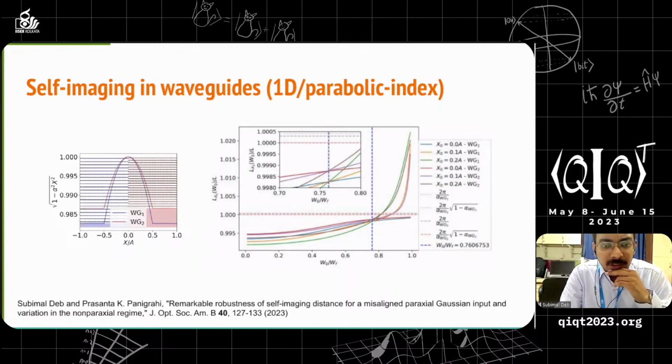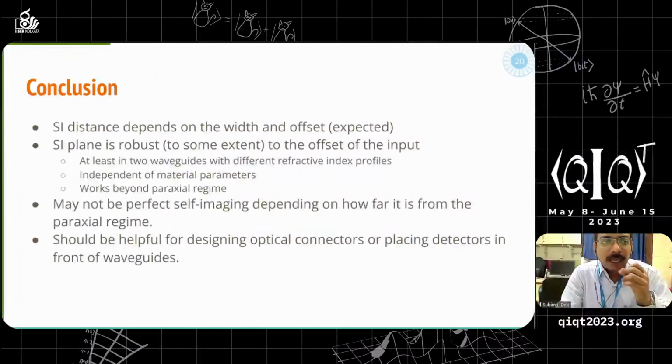I've almost come to the end of my talk. So here we have a few things to note. I'll quickly go over to the conclusion. What are our observations here? The self-imaging distance is expected to depend on the width of the input beam and the offset of the input beam. And that is quite natural, because both these parameters would decide how many modes you're exciting.